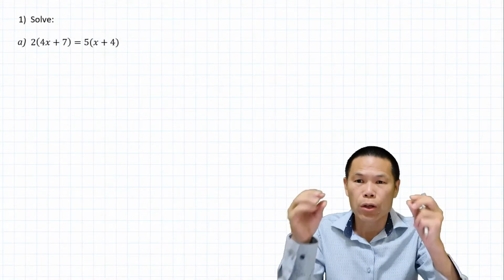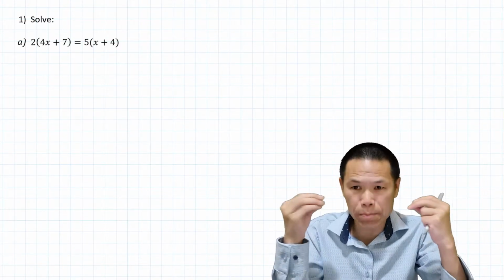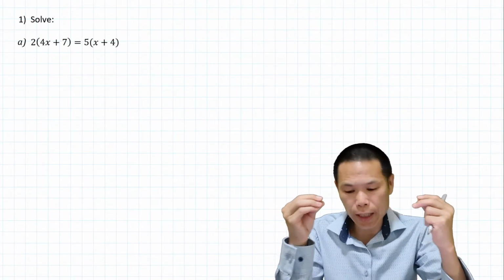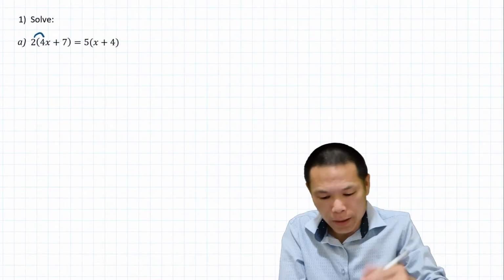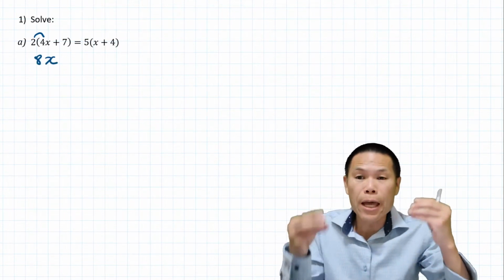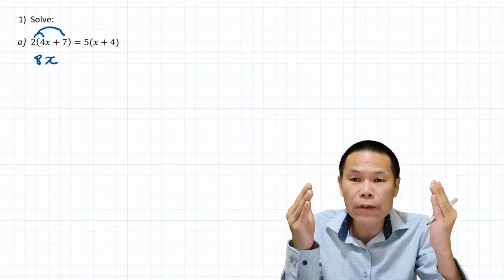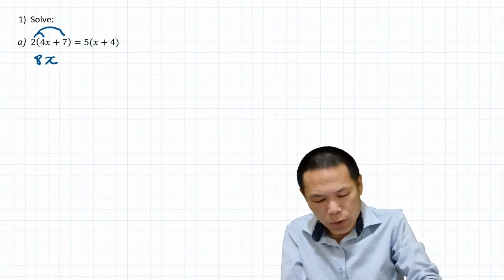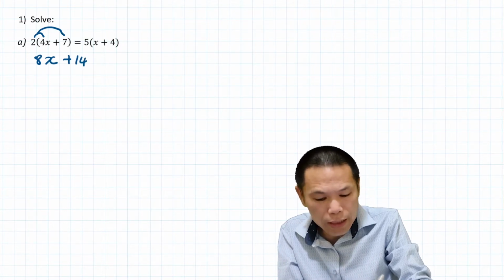First one, to solve these equations, step number one, we need to expand the brackets first. Okay, so let's go. We expand this, so 2 times 4x is 8x, so we just write 8x. And then we go 2 times 7. 2 times 7 is 14, so we just write 14. 14 means plus 14. Okay, don't forget.